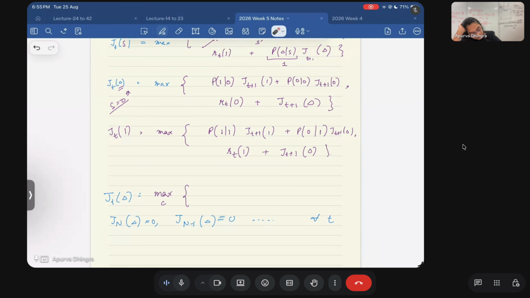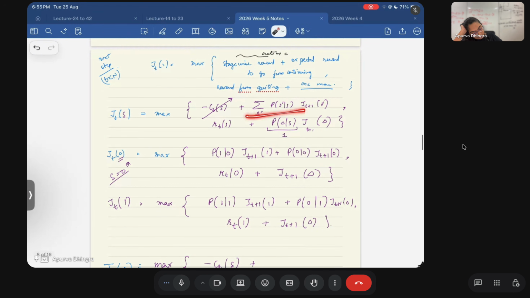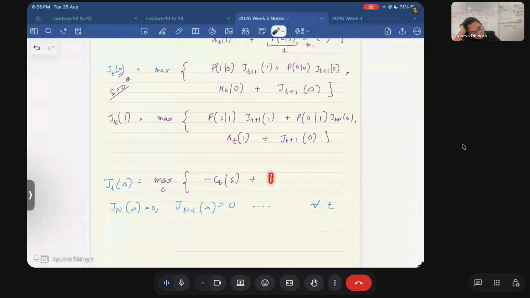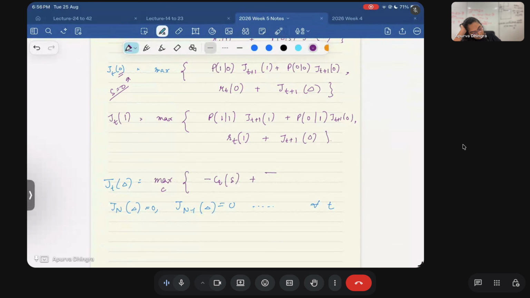At that point, what do you have? You have a cost CT of S. And you have this object, that is the probability of going to some other state, starting from a state that is in delta.